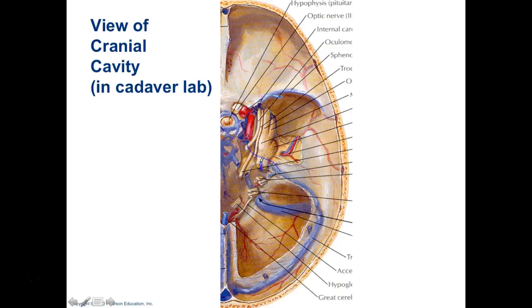The next thing you're going to see is an opening here beyond this ridge, and that's going to be number 2. Number 2 is going to be your internal acoustic meatus, where we'll have cranial nerves 7 and 8 exiting, and then below that region, that's your 3rd opening beyond your petrous portion, and that is going to be the jugular foramen that contains cranial nerves 9, 10, and 11.